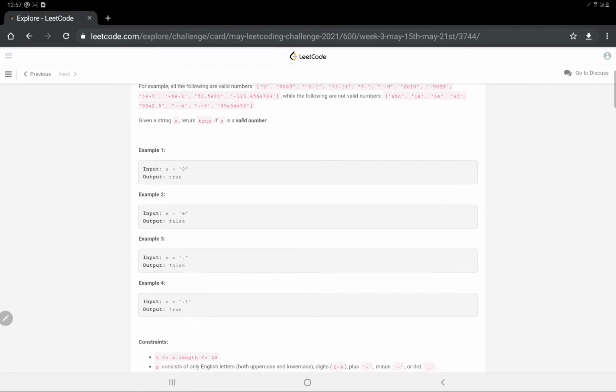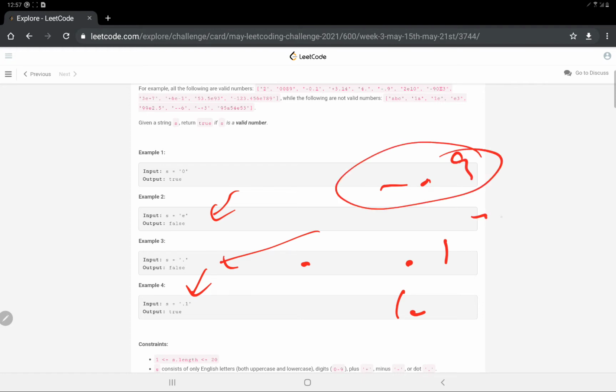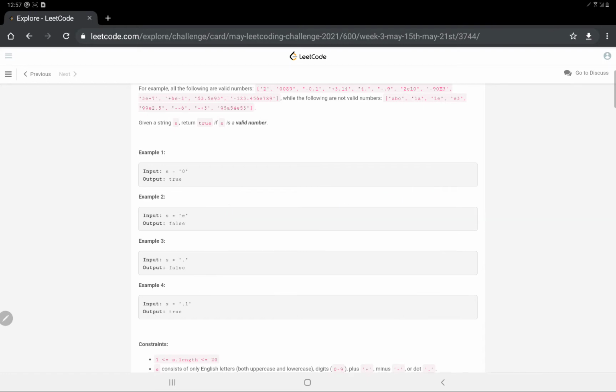Let's see the first example. 0 is valid, and a single character E is not valid. There should be some number like minus 90 E3. E can be capital or small, so we have to look for both E's. A simple dot would also be false. It has to be followed by a number, so 0.1 is valid, and 1 point is valid. Similarly minus 0.9 is valid, and minus point, I guess, is not valid. These are the conditions we have to look for.